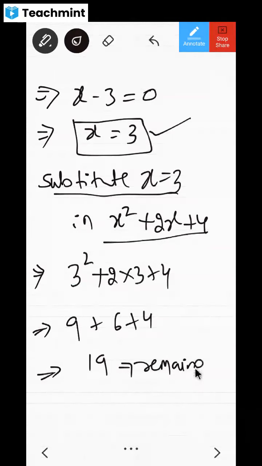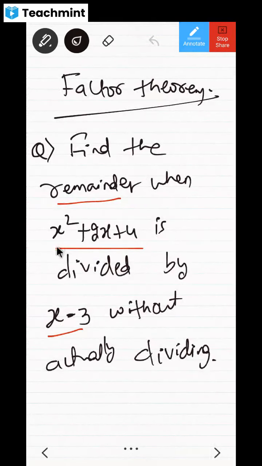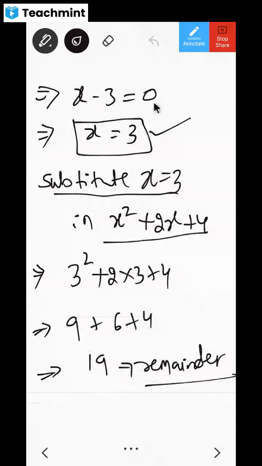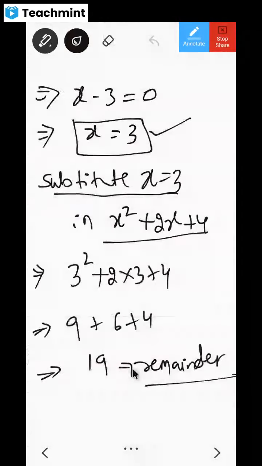If you want, you can check this, dear children. This will be correct. Now, did you understand this question? Once again, let me repeat. Find the remainder when x square plus 2x plus 4 is divided by x minus 3 without actually dividing. So there is no division. Take the divisor x minus 3 equal to 0, then x equals 3. Substitute x equal to 3 in the dividend x square plus 2x plus 4. Whatever answer I get here will be the remainder. Clear?